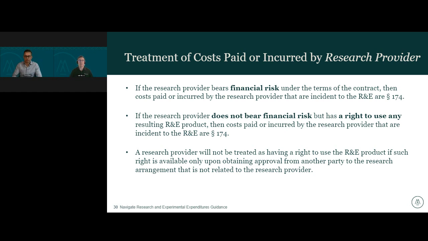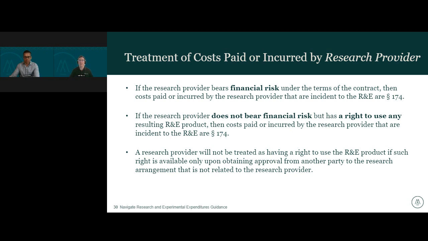The guidance provides that a research provider will be considered to have rights if it has a right to use any of that resulting R&E in its trade or business, or otherwise exploit any of the resulting R&D through sale, lease, or license. A research provider will not be treated as having a right to use the R&E product if the right is available only upon obtaining approval from another party to the research arrangement that is not related to the research provider. And then lastly, the retention of mere know-how gained by the research provider in performing those services is not considered a right to use or exploit the R&E.